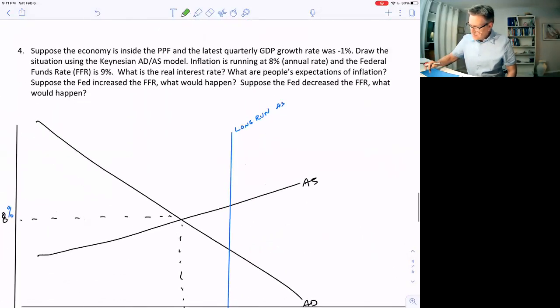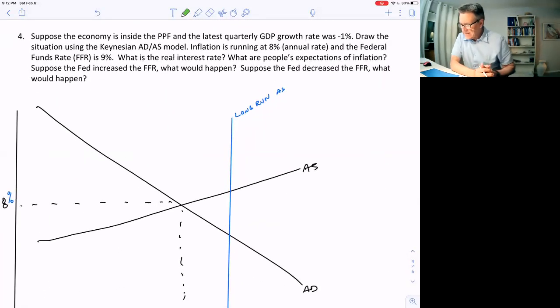Okay, now in this last problem here, the economy is inside the PPF. So we're below potential. Latest quarterly GDP growth is negative 1%. So not so good. The economy really isn't growing. Inflation's running at 8% annually. So we have this high inflation rate, and yet the economy isn't doing very well. This is referred to as stagflation, where we've got a stagnant economy, and we've got inflation going on at the same time. Federal funds rate is 9%.